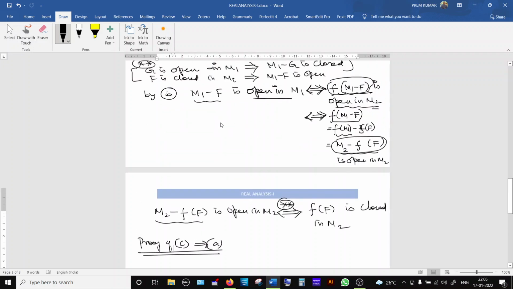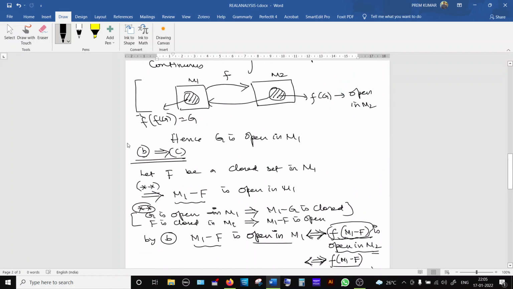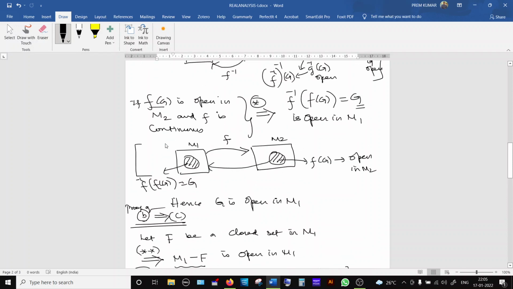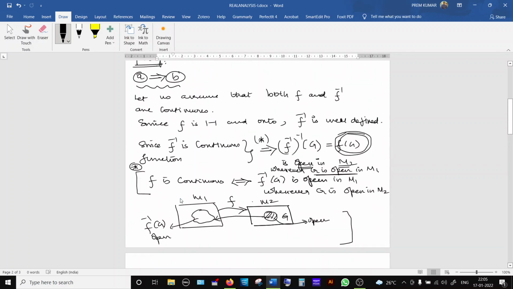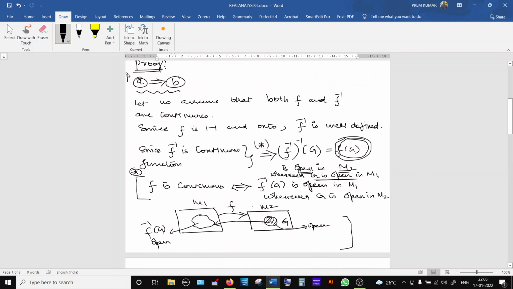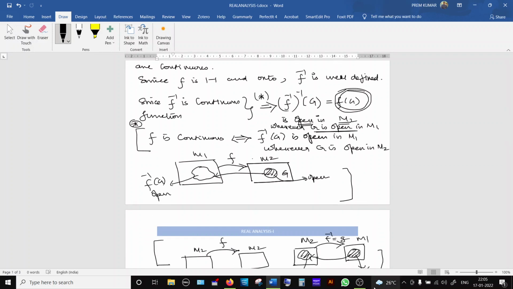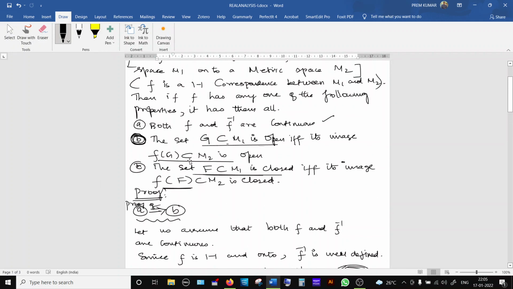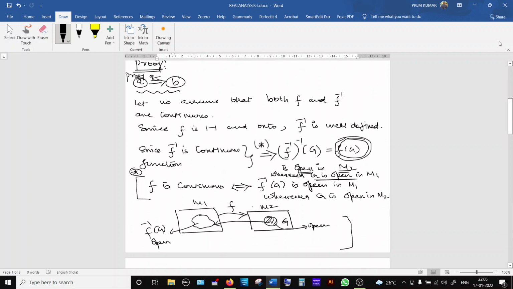We shall write like this: proof of B implies C. Proof of A implies B. So now what we are going to prove is, let us assume that B is true, then we will prove that both F and F inverse are continuous.